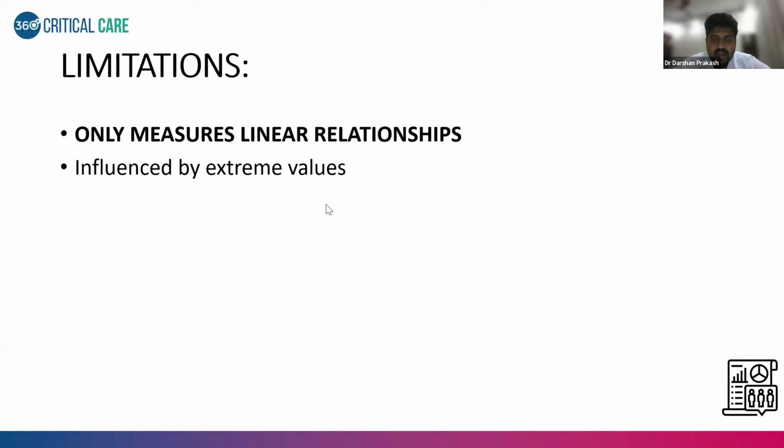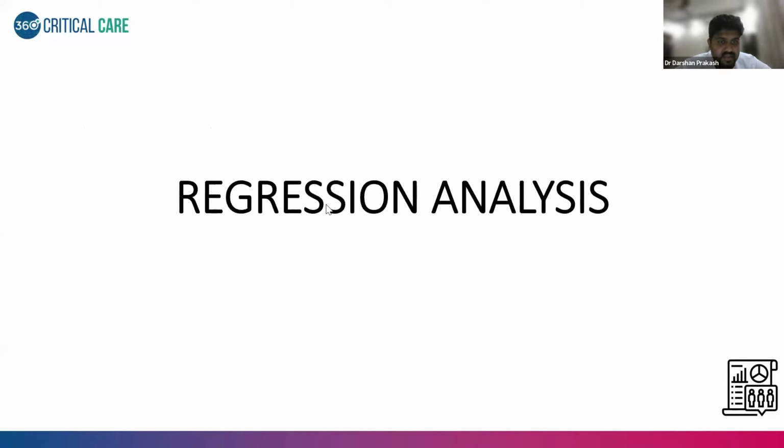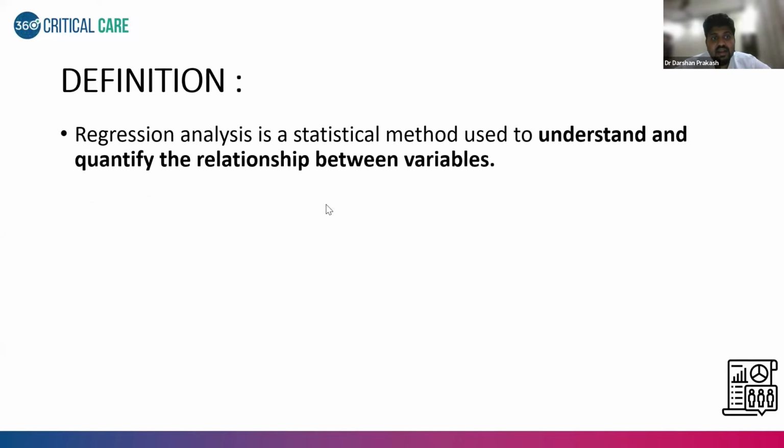How can we come out of that limitation? Probably increase the sample size. So correlation is used for exploratory data analysis, preliminary relationship assessment, probably even in economic modeling. Coming to the next concept, that is the regression analysis. Regression analysis is a statistical method used to understand and quantify the relationship between the variables. We saw the strength and direction in correlation. In regression, we are seeing the quantification between the variables.